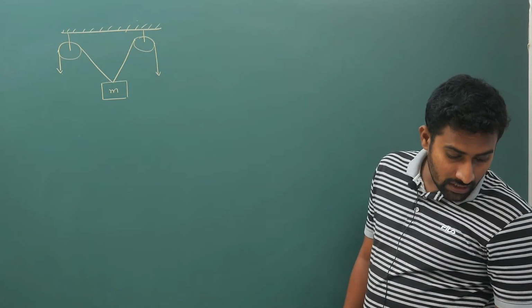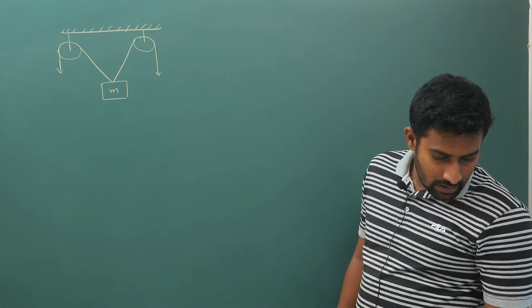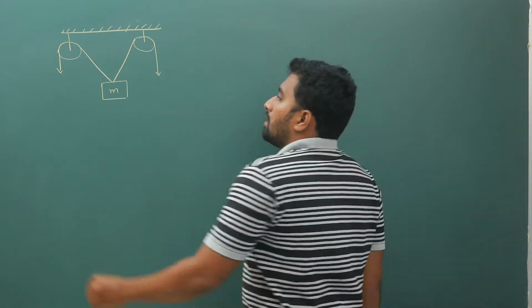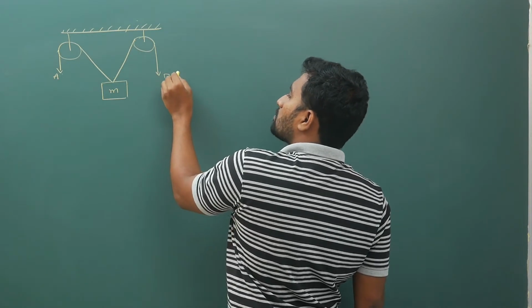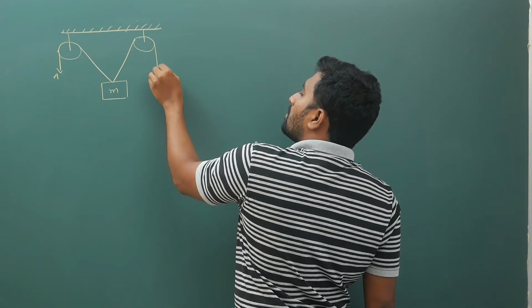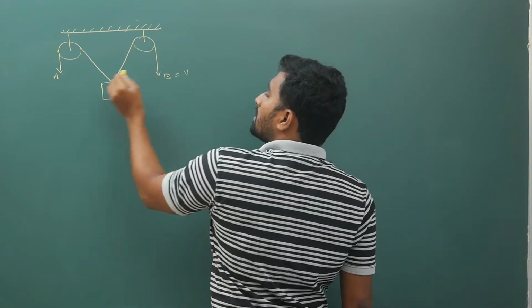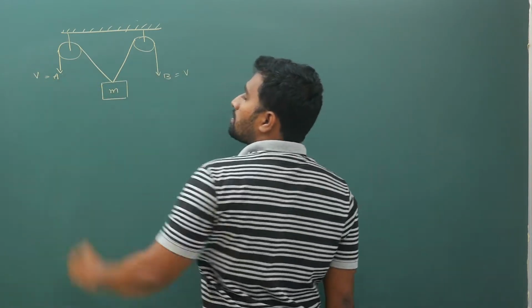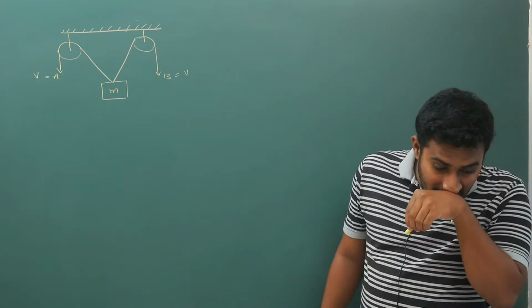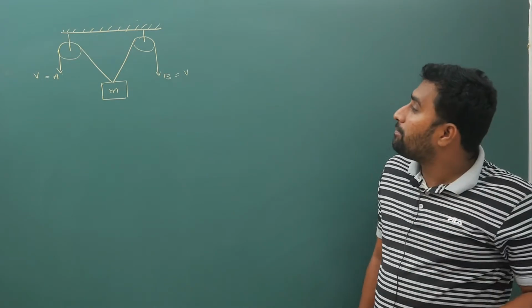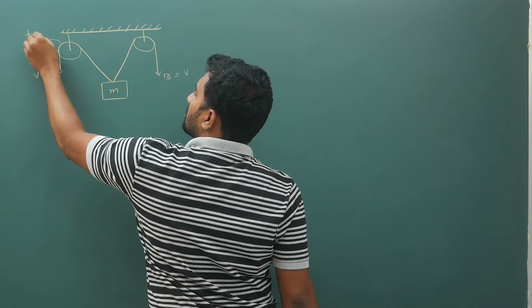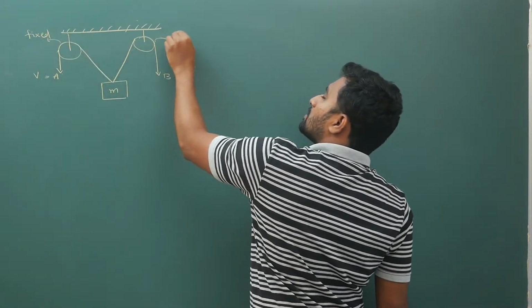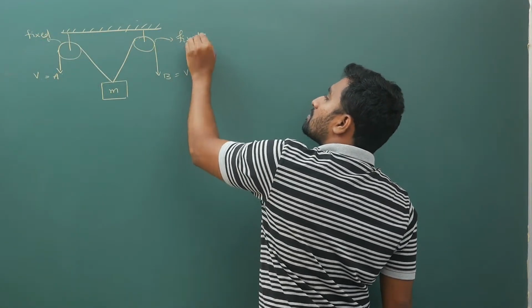What is your question? This is A, this is B. This moves with speed V downwards. This point also moves with speed A downwards like this. P and Q are fixed. This pulley is fixed and this pulley is also fixed.